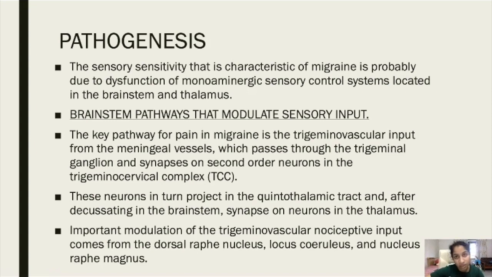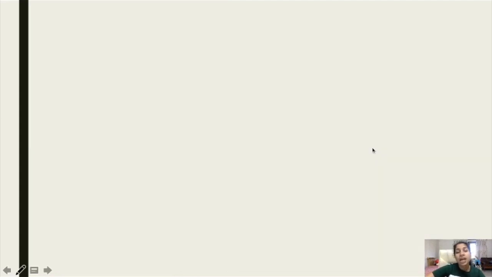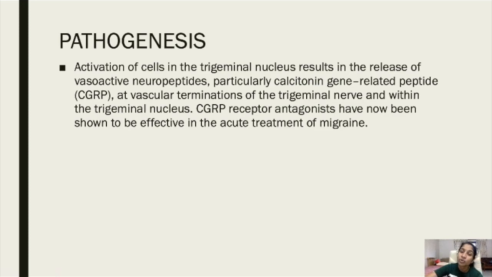synapse with the second order neurons, the trigeminal cervical complex, and then it will reach the brainstem and the thalamus, and in between there are some nuclei it passes through in the brainstem, and you can see here, from here trigeminal ganglion and then brainstem and through the thalamus, and these will activate the cells and produce the neuropeptide, that is CGRP, and this will trigger the pain. And if we give the antagonist of this, that is an effective treatment.